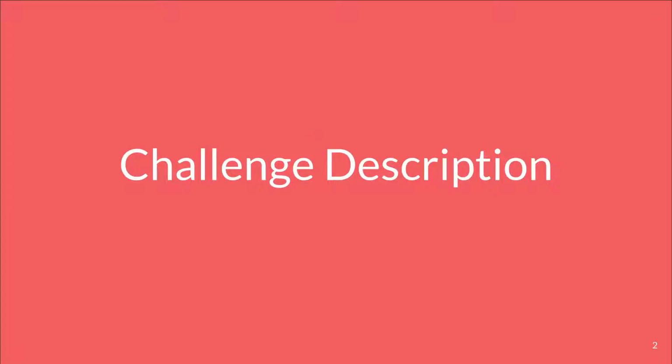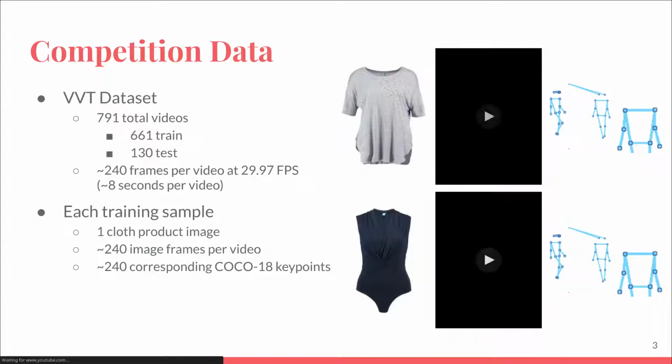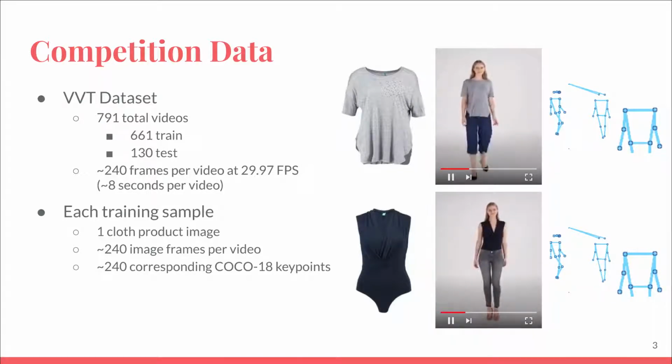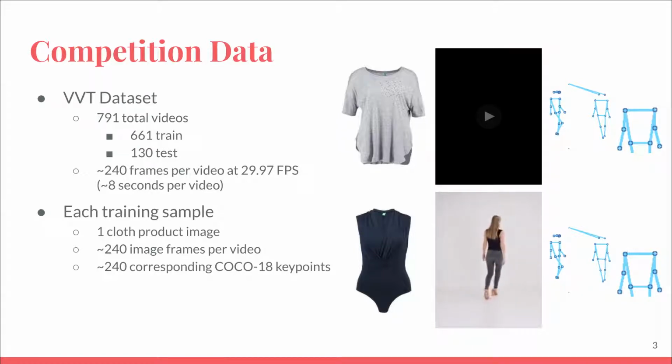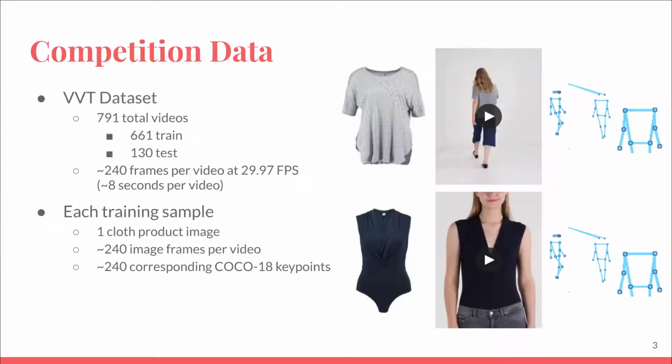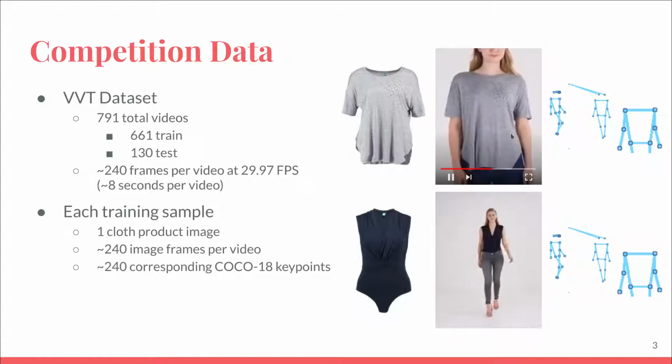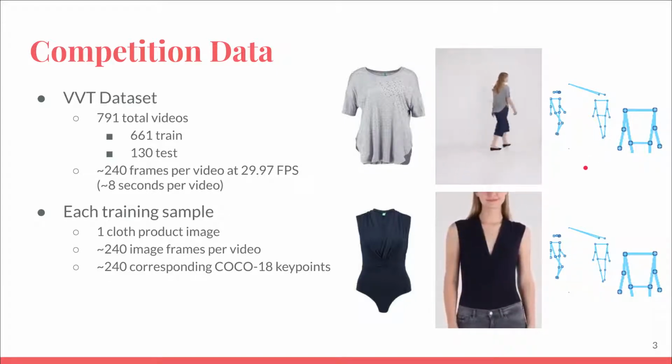So let's start with the challenge description. The dataset for this competition was the VVT dataset, which stands for Virtual Video Try-On. There are 791 total videos in this dataset, split into training and testing sets. Each video is roughly 8 seconds, resulting in 240 frames per video. As you can see on the right-hand side, each training sample has one isolated cloth product image, as well as a video of the person walking around and corresponding COCO 18 key points.